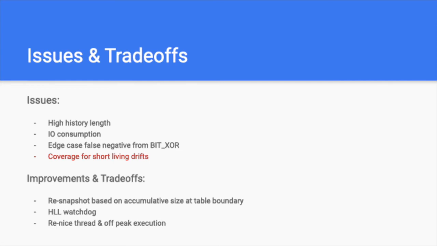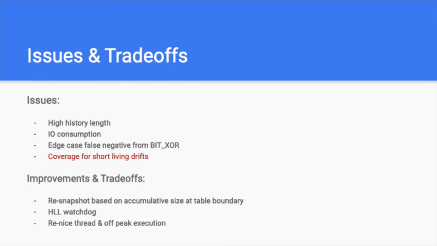Other than that, to avoid impact on the production system, we throttle the actual execution thread and also avoid peak time for the checksum, to further reduce the impact on the production system.